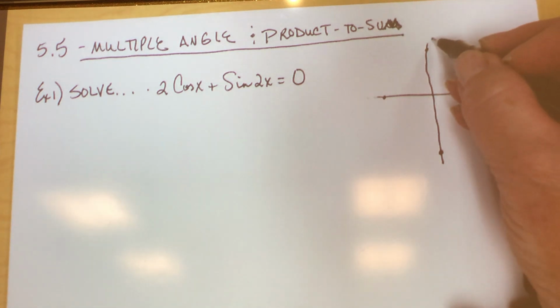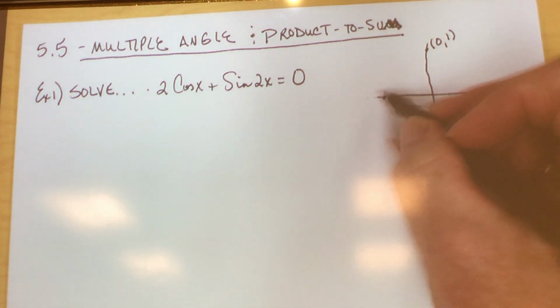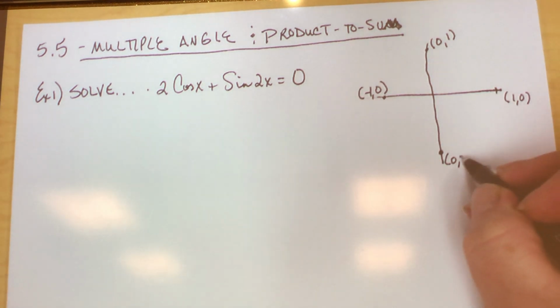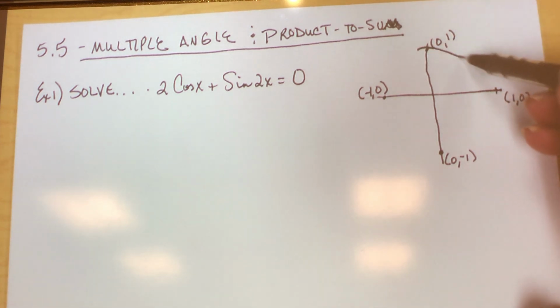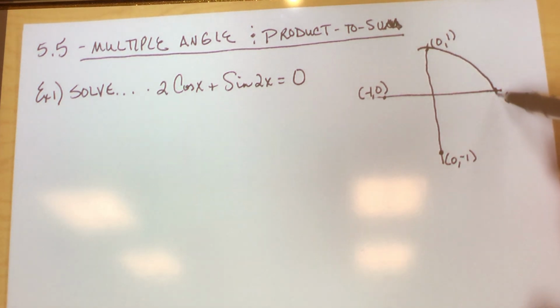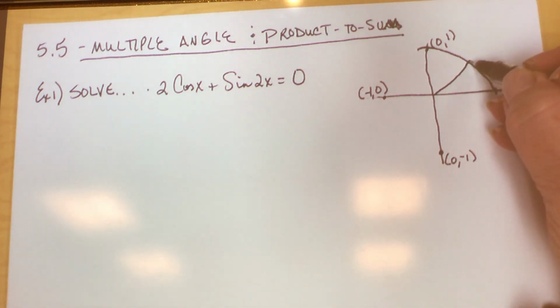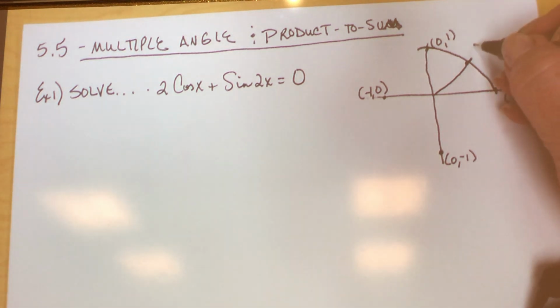What's this guy right here? 0, 1. What's this guy right here? Negative 1, 0. And this guy? 0, negative 1. Perfect. And then I'm going to go ahead and put that first quadrant in there because really that's all I need. Do you agree? Okay. So, are you thinking what I'm thinking? This right here is my 45. What is the point? Square root of 2 over 2, square root of 2 over 2.